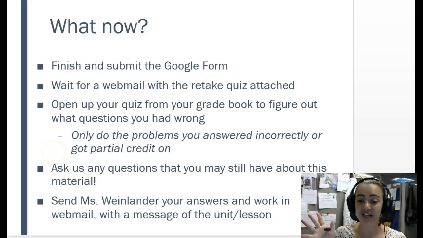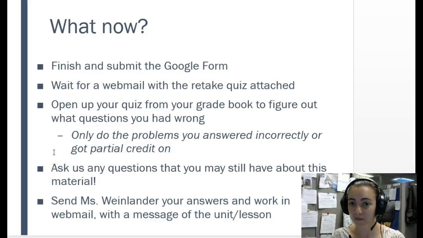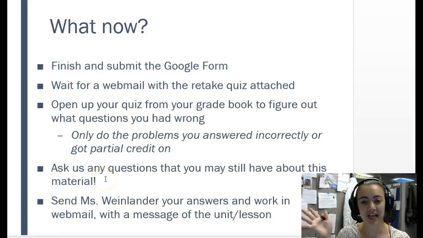Now, if you still have questions on any of this material, let us know. We can work with you. And also remember that you still have that quiz review and quiz review video if you haven't watched that yet. Once you answer all the quiz retake questions, send it back. Make sure that you write down what quiz retake this is from so you can earn points back on the correct quiz, which would be Unit 3, Lesson 4.